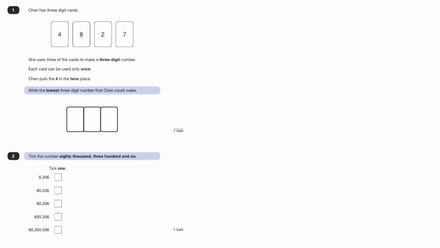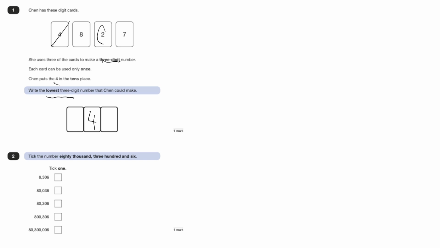So question 1 says, Chen has these digit cards. There are 4 digits, but he's only making a 3-digit number. And 4 must be in the 10th place. So then we put 4 here. And so the 4 is gone. And he's making the lowest 3-digit number.